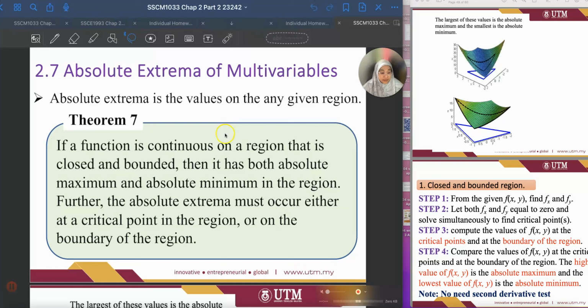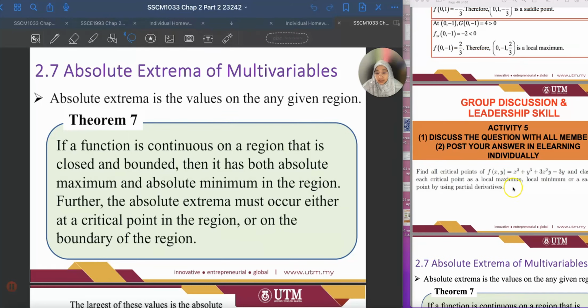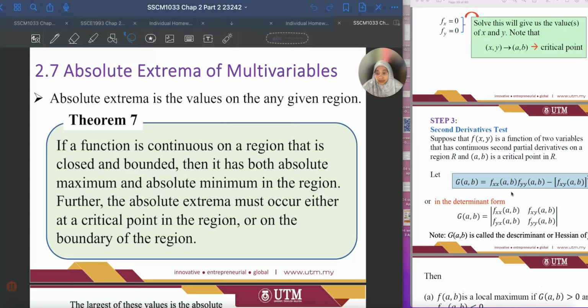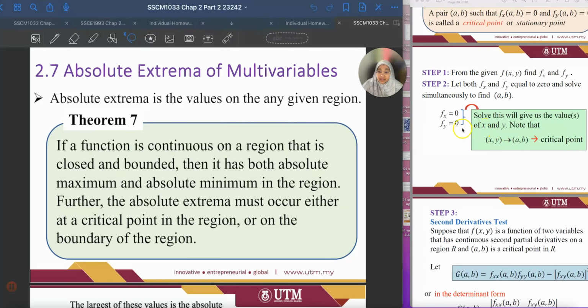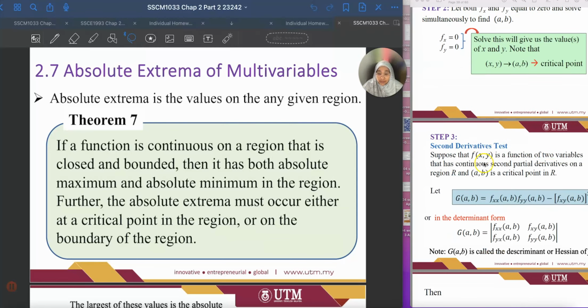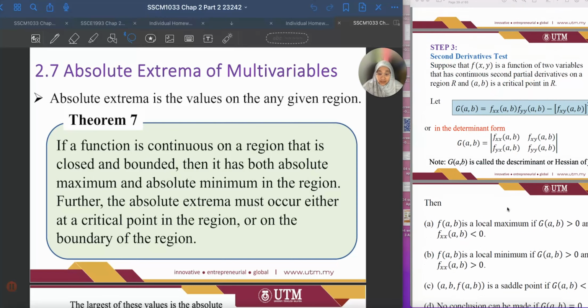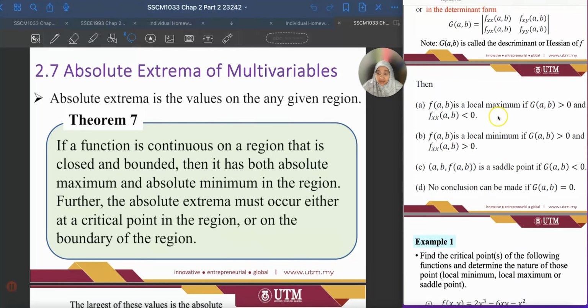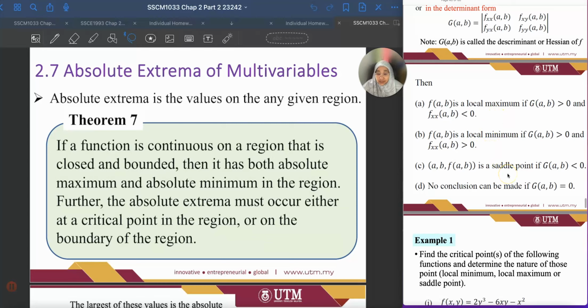If you have seen in the local extrema, what you have done before is you have to find the critical point by finding the partial derivative with respect to x and y, and equate them to 0 to solve for the critical points. Then you apply the second derivative test, and using the specific conditions you can justify whether you have a local max, local min, and also saddle point. So that one is for the local area.